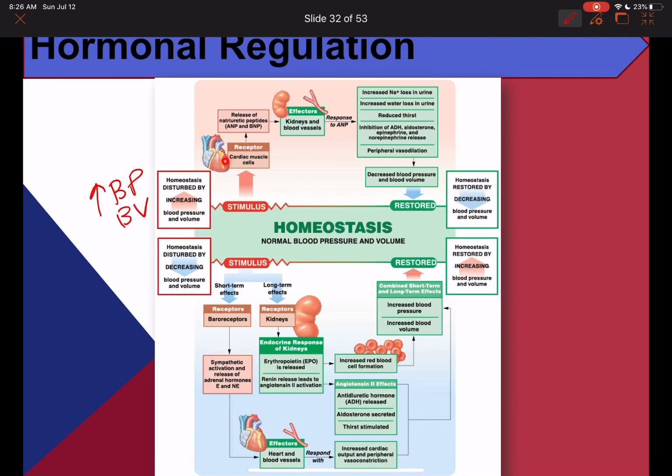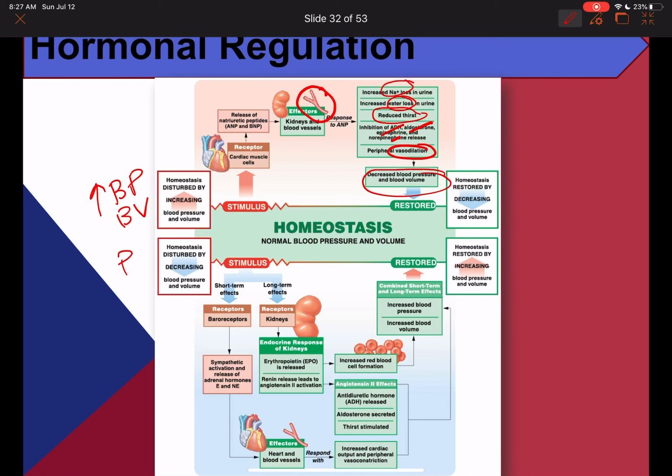When our blood pressure or blood volume is too high, this is what needs to happen. Your cardiac muscle cells, first of all, will release ANP and BNP, which in a sense is working in an antagonistic relationship with ADH and aldosterone. Okay, they do the opposite. ANP and BNP will tell your kidneys and blood vessels to act in response. For kidneys, they will increase sodium loss, increase water loss, and also reduce thirst. They will also stop the release of ADH, aldosterone, and epinephrine and norepinephrine, and for blood vessels, they will cause vasodilation to bring your blood pressure and blood volume back down.